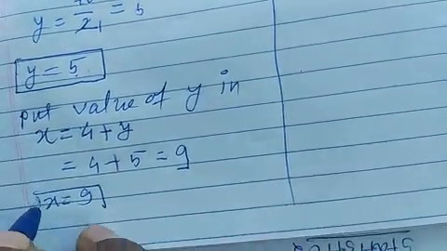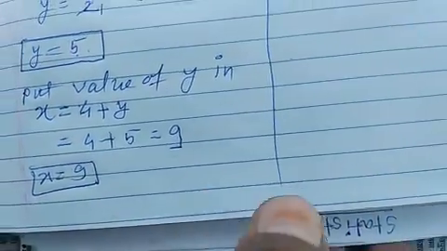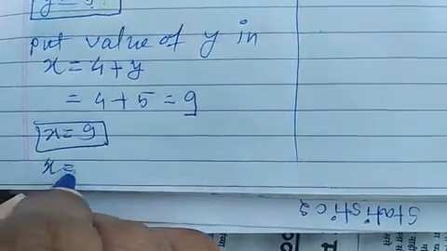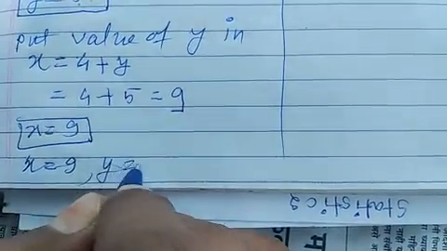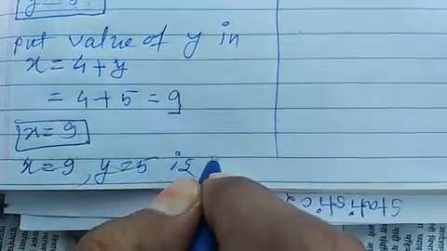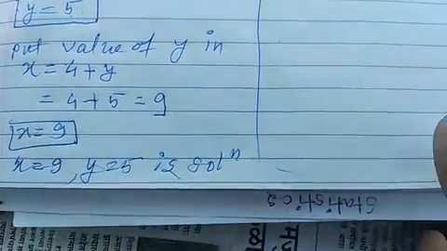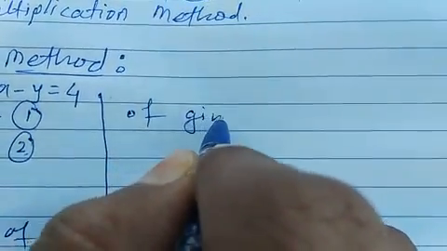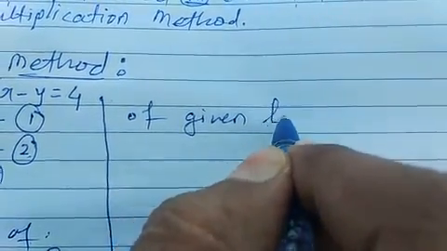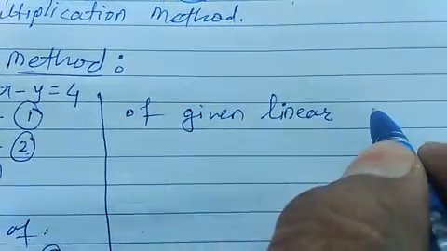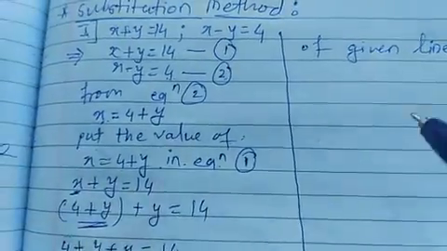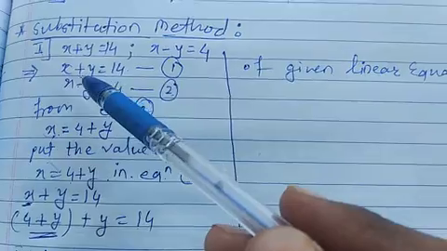And therefore the value of x equal to 9, and therefore we can say at the last, x equal to 9 and y equal to 5 is the solution of the given linear equations. So here this is nothing but the substitution method, that is we have taken x plus y equal to 14, x minus y equal to 4.